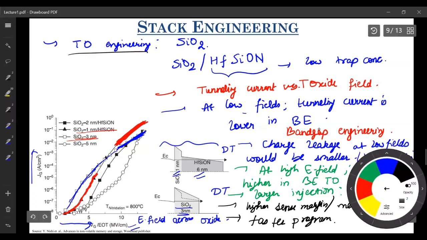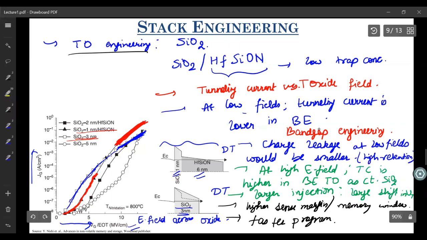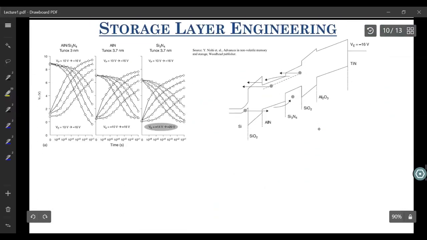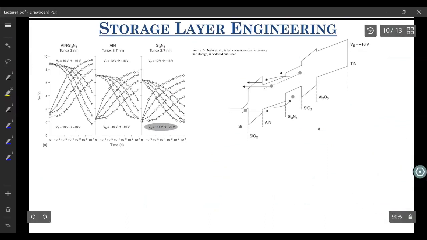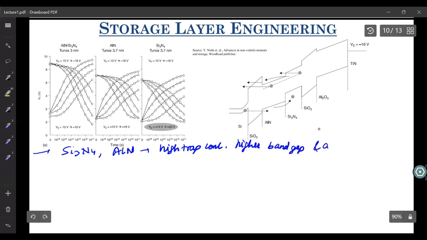So people also came up with innovative approaches or innovative materials for engineering your nitride layer or the storage layer. So two very common, as I told even before, two very common kind of dielectrics used for this storage purpose, Si3N4 and aluminum nitride. So what are the properties of aluminum nitride that makes it more promising? The trap concentration is high in aluminum nitride. It has got a higher band gap, and a higher electron affinity value as well. So these lead to a band gap engineering, which is more favorable.